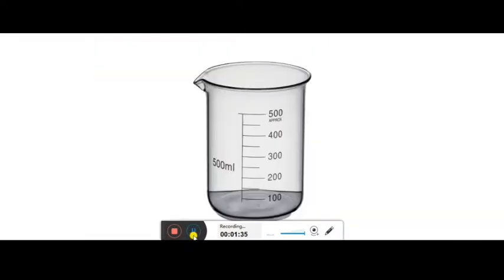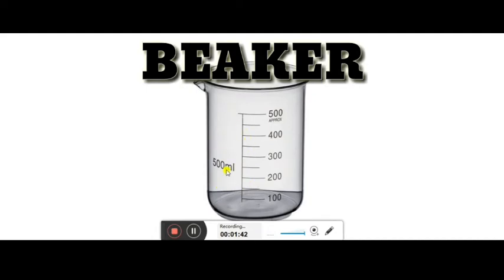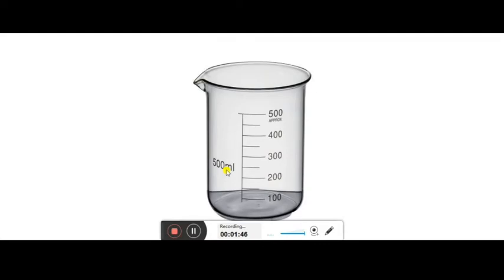First and foremost thing you will find in your chemistry lab is a beaker. Okay, this is a beaker and there are many sizes of the beaker present over there. The shape will be the same, with parallel sides and a flat bottom, and here there will be a pouring tip. Basically this beaker is used for mixing, storing and heating substances.